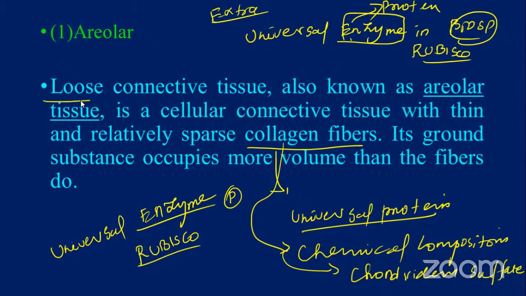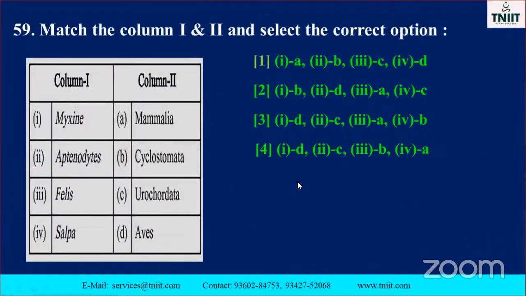So here, the loose connective tissue is areolar. It is made up of the protein molecule called collagen. Okay, my dear. Other 3 points we have also discussed. Next one is, see that, match column 1 and 2 and select the correct option. Okay, see this one.